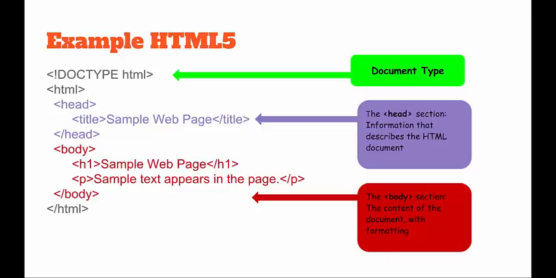Within the body section, you see two other elements, H1 and P. H1 is for heading 1. It shows the word sample web page with bold text in a slightly enlarged font. P is for paragraph. It will show the text between the beginning and ending tags, sample text appears in the page, as simple text formatted as a paragraph.